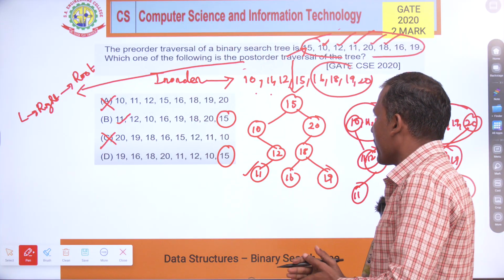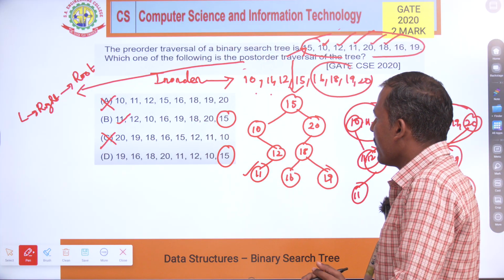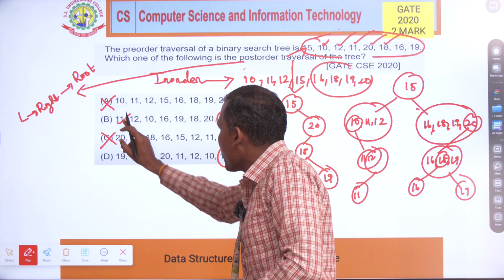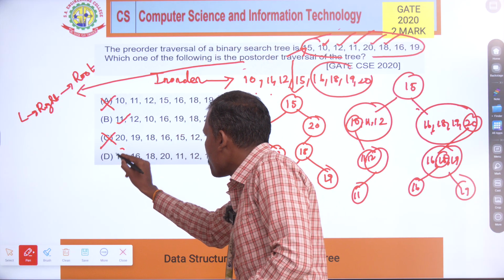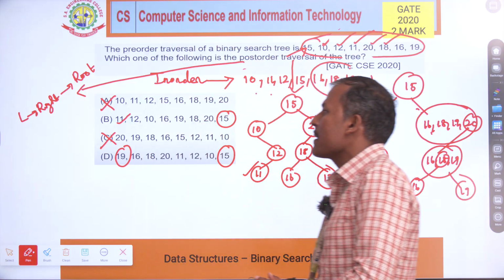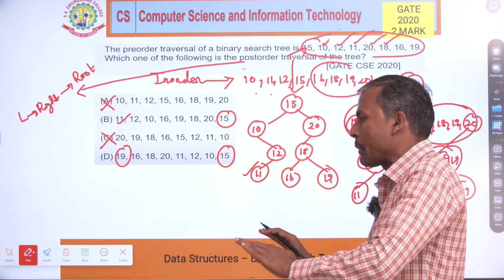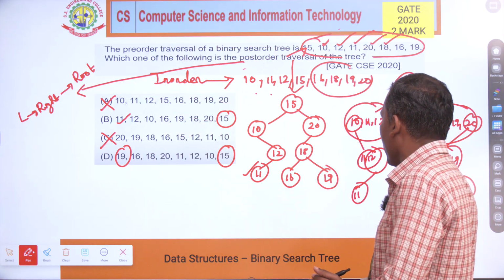Let me check the answer once again. We have got the answer B, because in D the first element is 19, which is wrong, and B has the first element 11. So B is going to be the right answer. You can just conclude it. But let me explain the concepts fully.